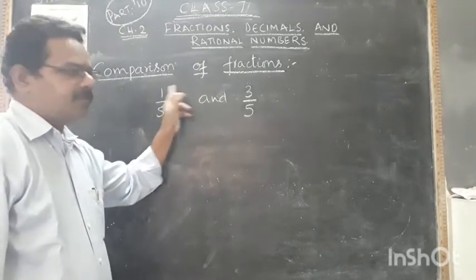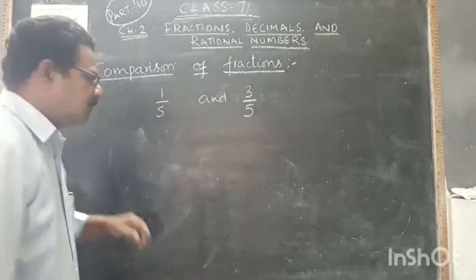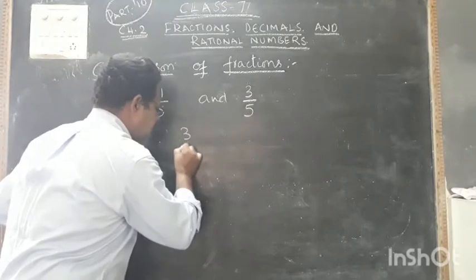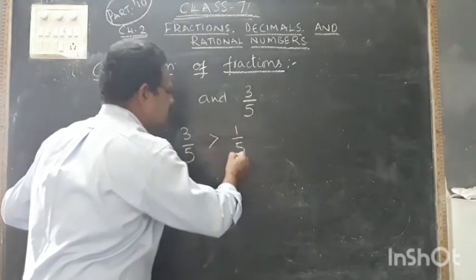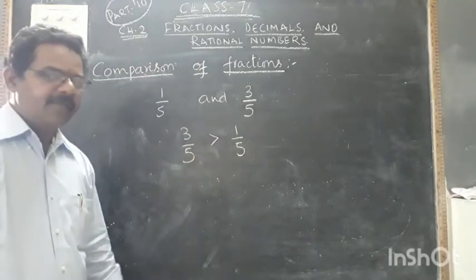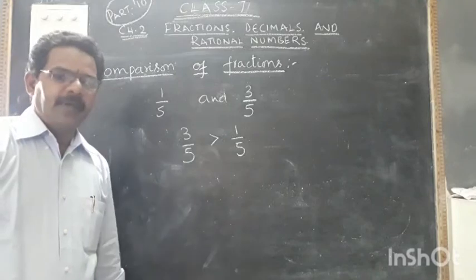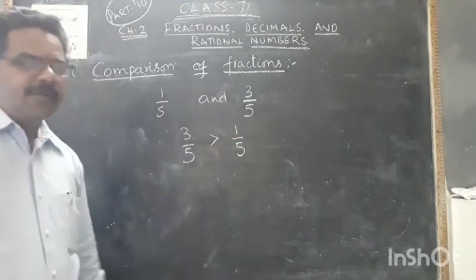Here the numerator is 1, here the numerator is 3. Which one is bigger? So 3 is bigger. Therefore we can write 3 by 5 is bigger than 1 by 5. Bigger than means we have to show the symbol like this. 3 by 5 is bigger than 1 by 5. Okay. So like fractions, we can easily find out.